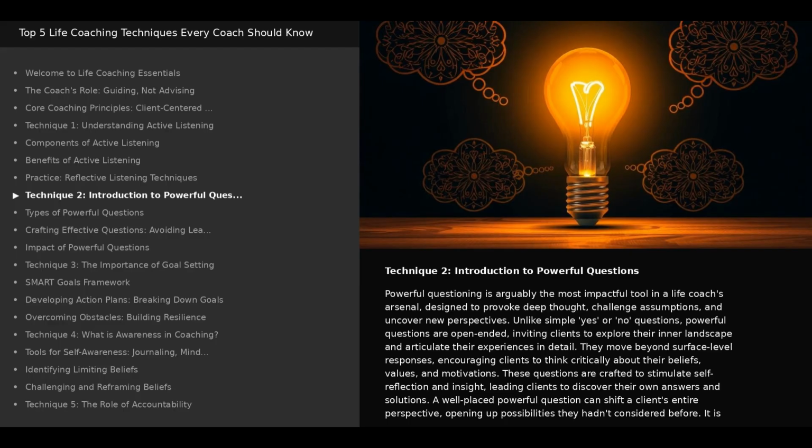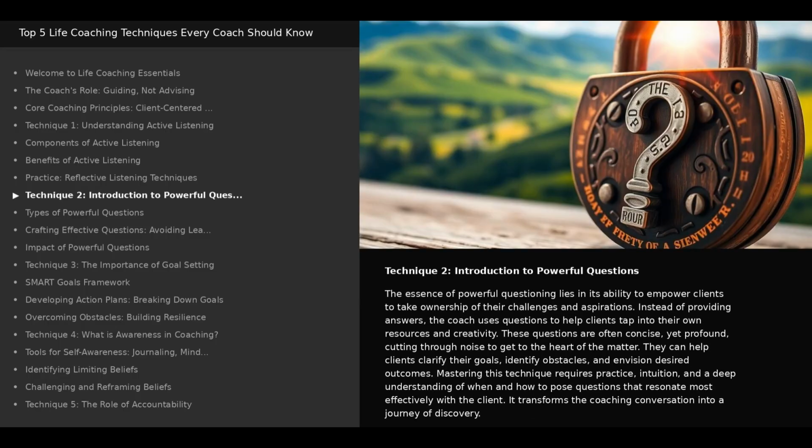It is about guiding them to their own wisdom. The essence of powerful questioning lies in its ability to empower clients to take ownership of their challenges and aspirations. Instead of providing answers, the coach uses questions to help clients tap into their own resources and creativity. These questions are often concise, yet profound, cutting through noise to get to the heart of the matter. They can help clients clarify their goals, identify obstacles, and envision desired outcomes.